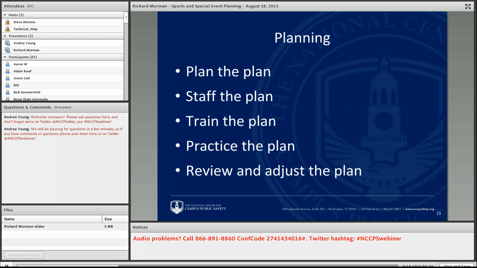And now as we wind up this first section on planning, I just want to leave you with the following. You have to plan the plan, you have to staff the plan, and you have to train the plan. Practice the plan, which is different than training the plan, and then review and adjust the plan. And hopefully this will all come together for you in a little bit as we go along.